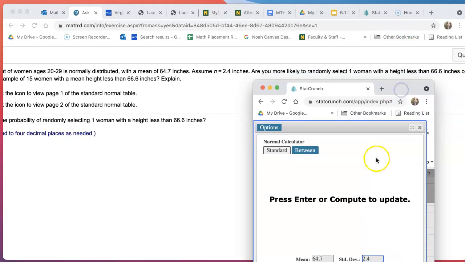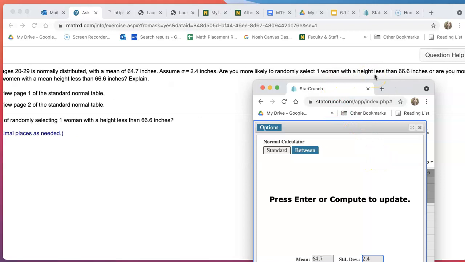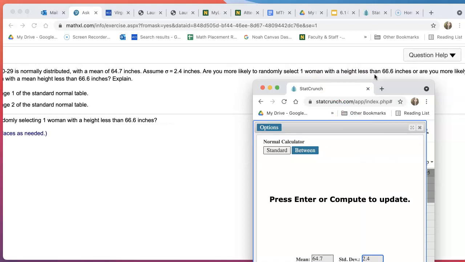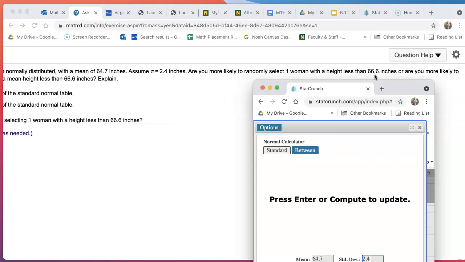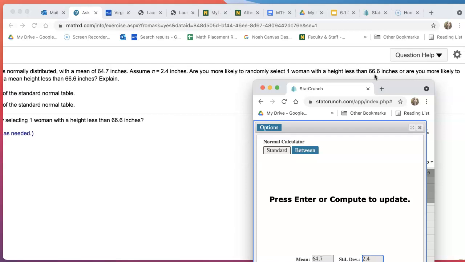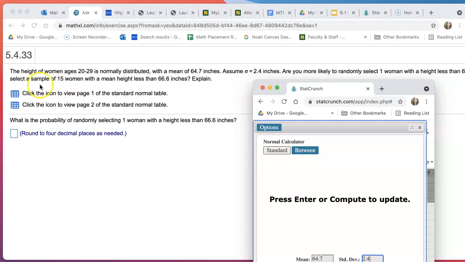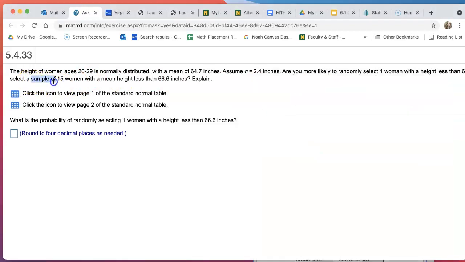Are you more likely to randomly select one woman with a height less than 66.6 inches? I know how to find that. But they're asking more. Or are you more likely to select a sample of 15 women with a mean height less than 66.6 inches? They sound almost the same, don't they? But they're asking different things here.